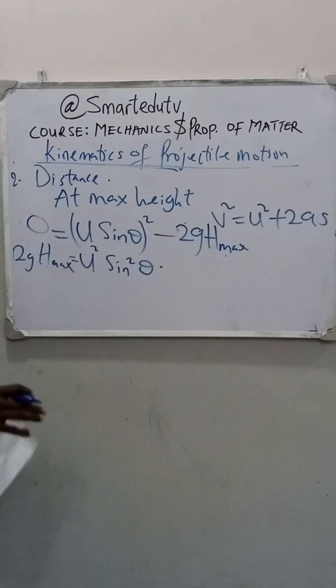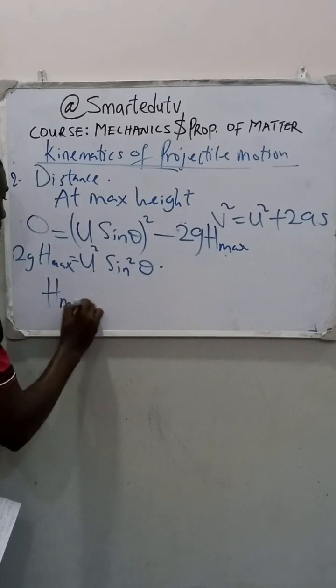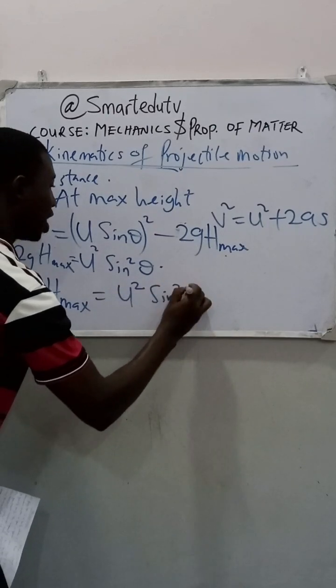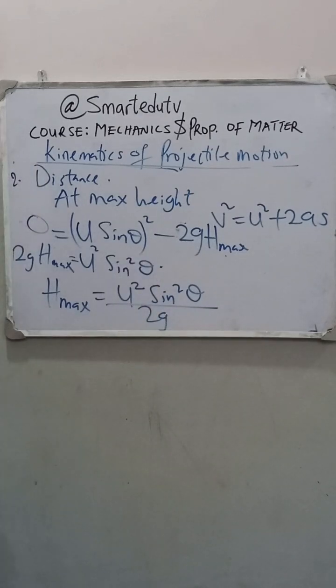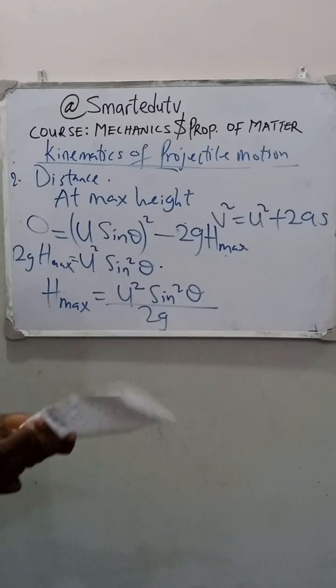2gh max equals u squared sine squared theta. From here, we can have our maximum height h max to be equal to u squared sine squared theta over 2g. This is the expression that gives the maximum height for an object undergoing a projectile motion.